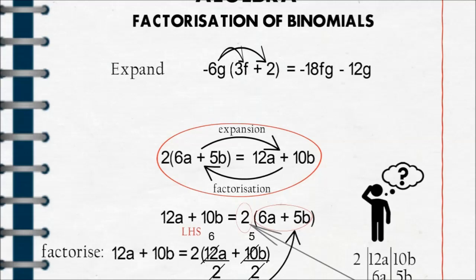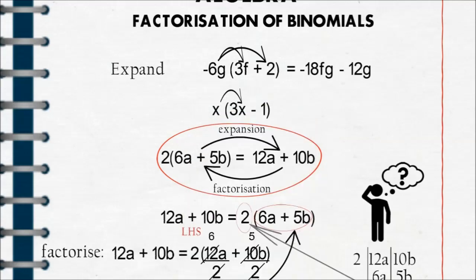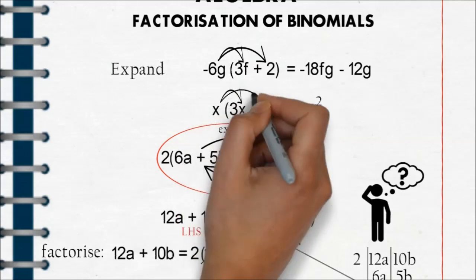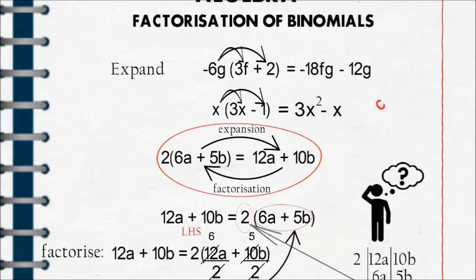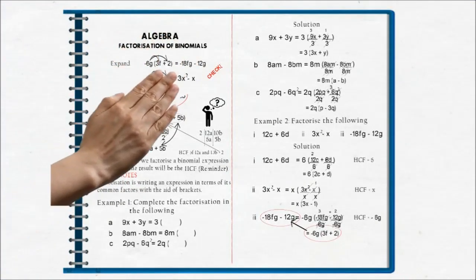Alright, so the same thing happens if we use x open bracket 3x minus 1. x will multiply 3x to give you 3x squared. x will multiply minus 1 to give you minus x. Now that's a quick way to check and see if your factorization was proper or it was done in error.